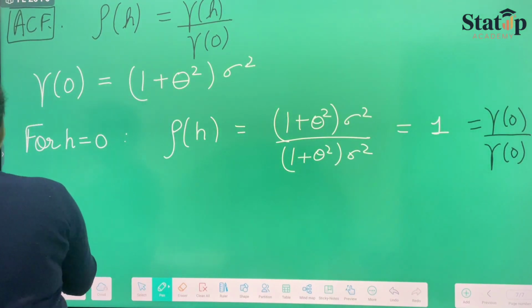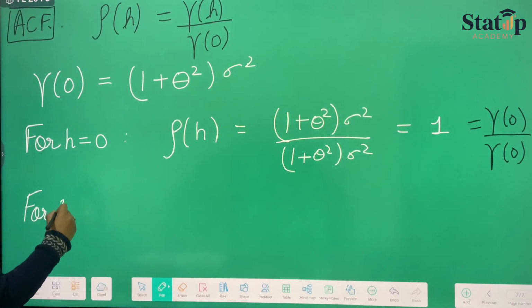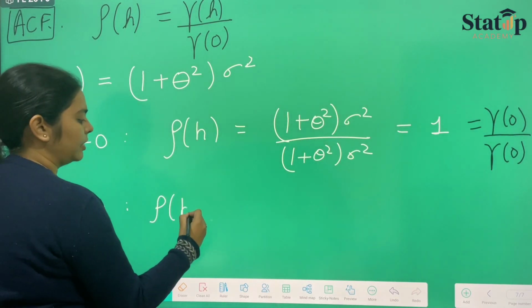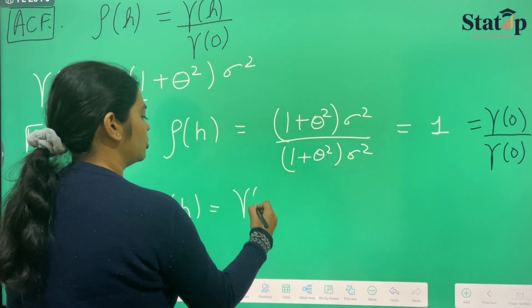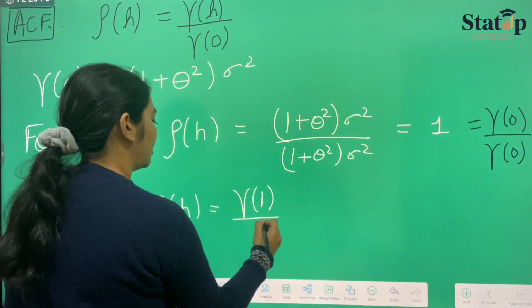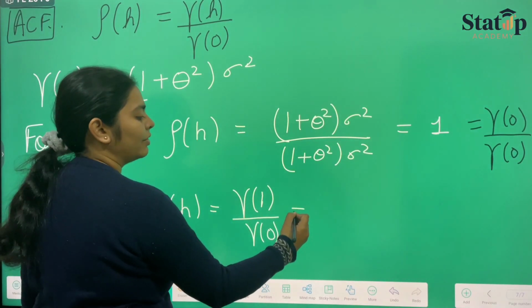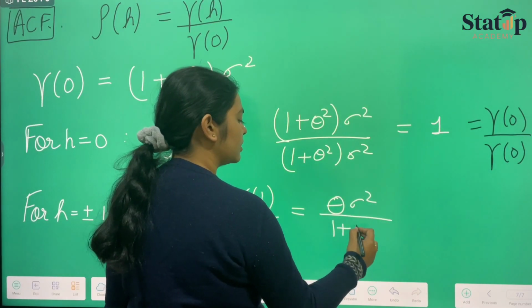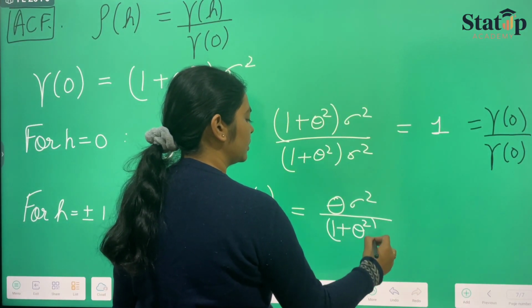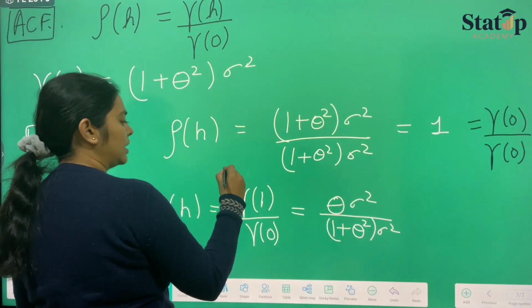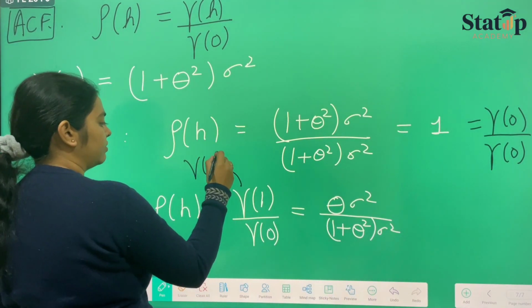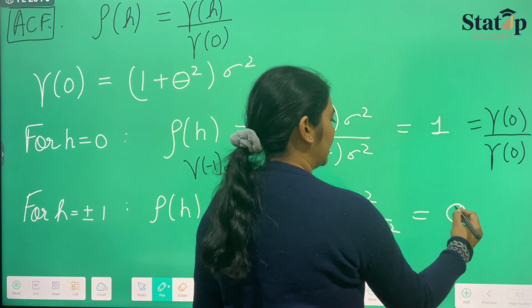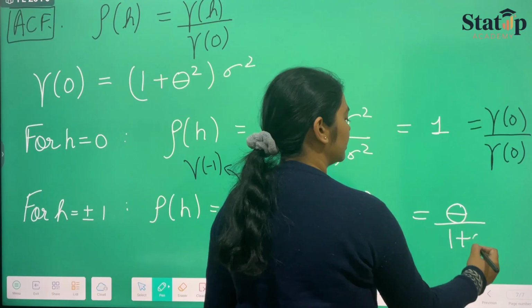For h equals to plus minus 1, the value of rho h would be gamma 1 upon gamma naught. Gamma 1 was theta into sigma square and gamma naught was 1 plus theta square into sigma square. Now we know that it is an even function, so it also can be written as minus 1. That's why we have taken plus minus 1. So this would be nothing but theta upon 1 plus theta square.